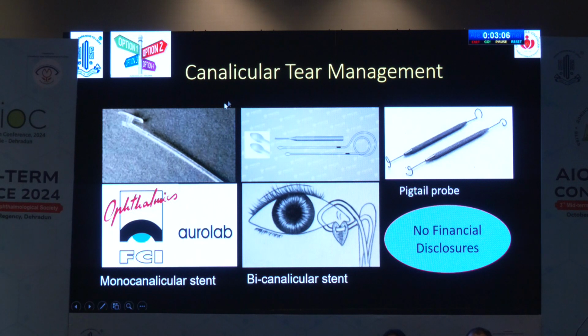Now these simpler ones are available. You can use these even for a two-cut canaliculus. You can use individual monocanalicular stents, and these are simpler and don't need much expertise. There is no risk of damaging the other canaliculus.